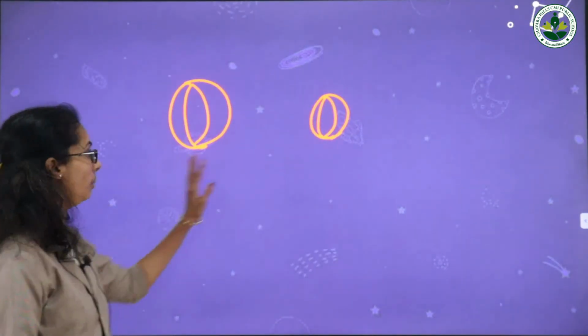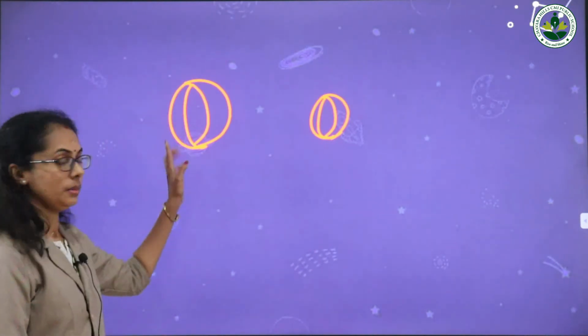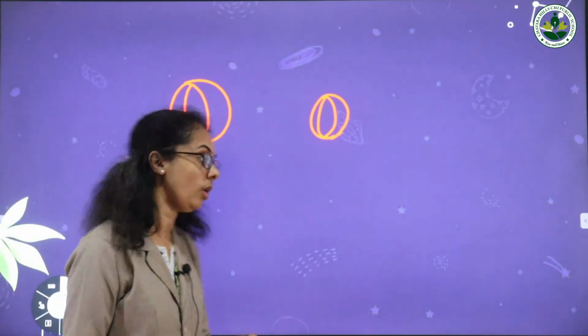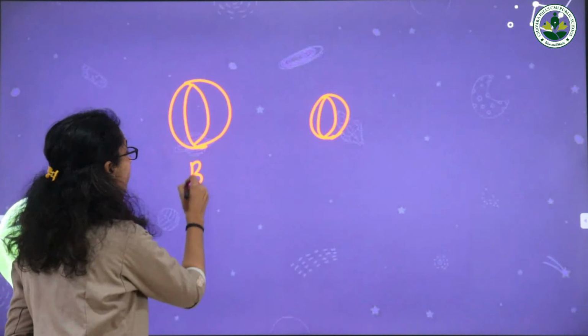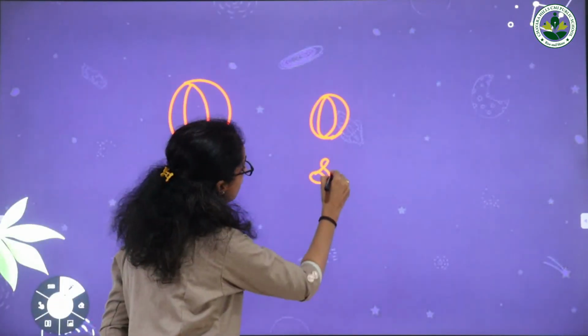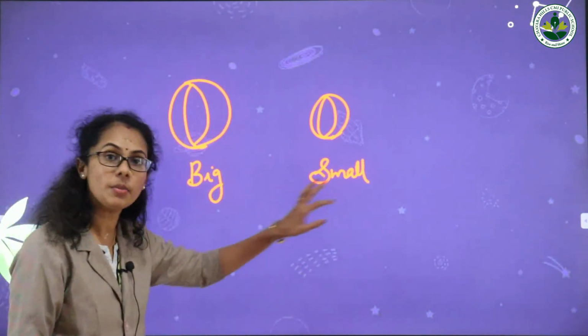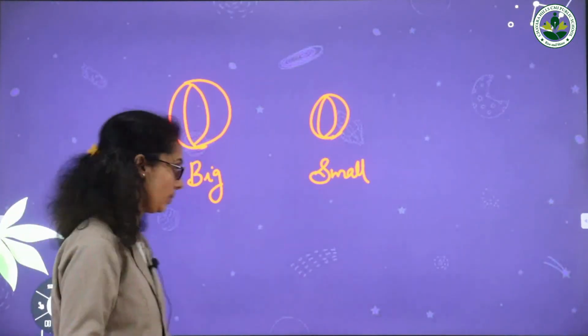Compare these two balls. Which is bigger and which one is smaller? Big and small tell us about the size of an object. So which one is big and which one is small? This is big and this ball is small. This ball is the biggest one, this is the smallest one.